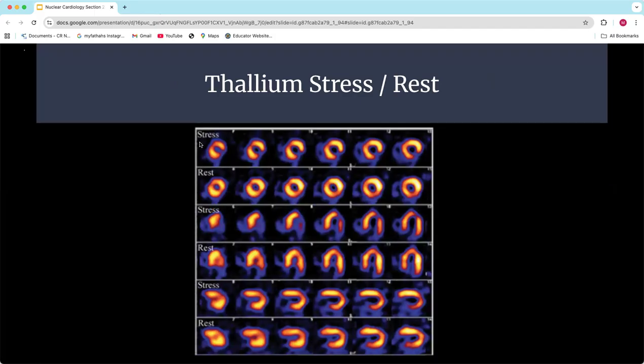So this top is my stress, and then just underneath it is the rest. And then we've got all of our different views here. What you're going to notice with this particular patient, when this thallium was done and they did the stress first, that's the exact scenario I was just mentioning: you see there's a distribution here. You're missing something over towards the lateral wall, kind of lateral inferior wall. You've got this missing area of blood flow.